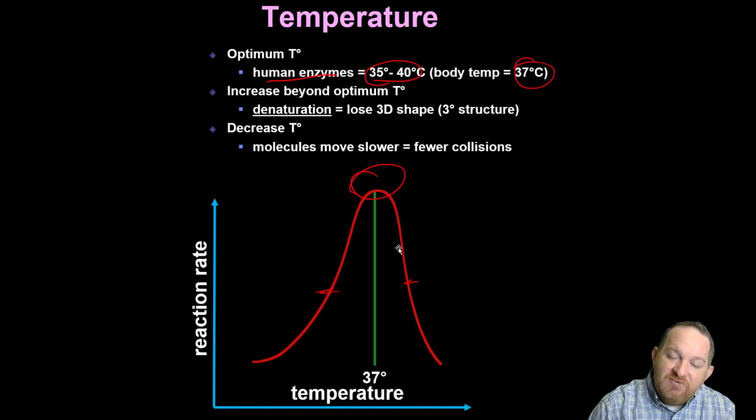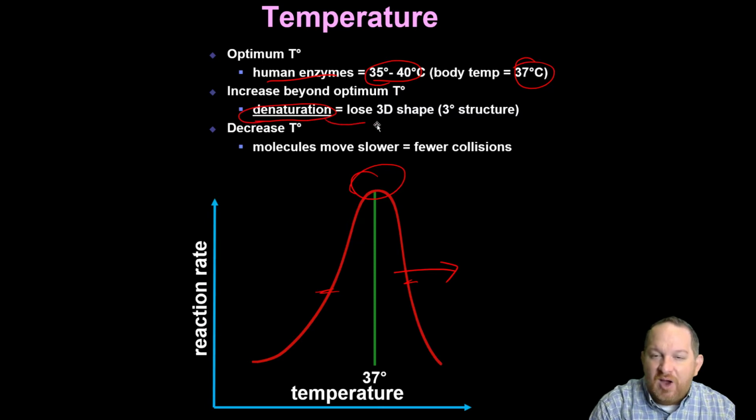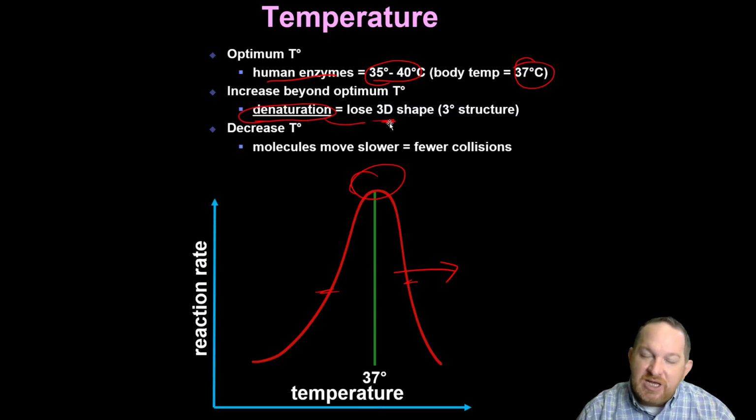If we increase too far beyond the ideal temperature, that heat will denature the enzyme, and it will lose its shape. So denaturation is a fancy word for the unfolding of the protein.